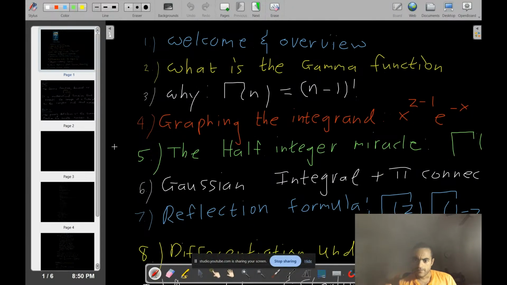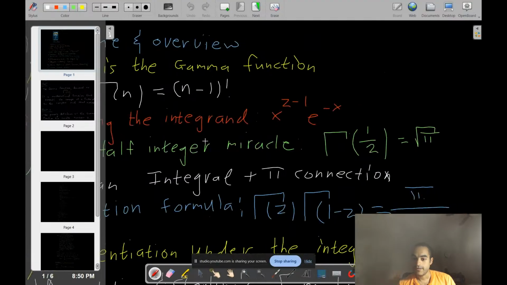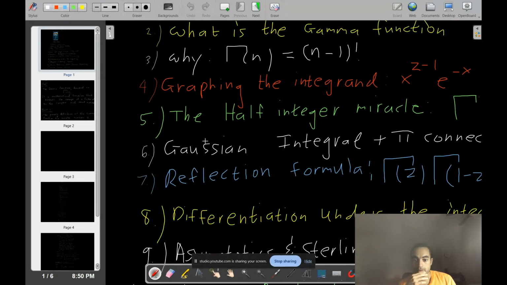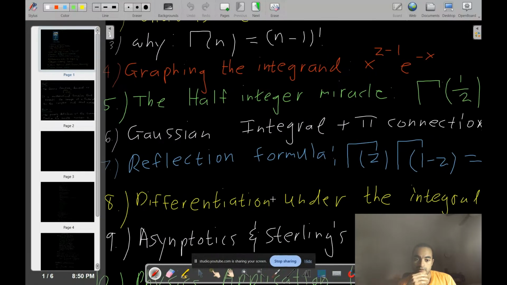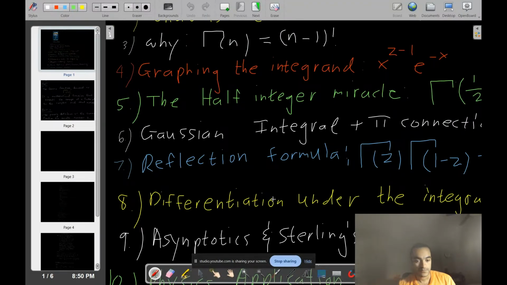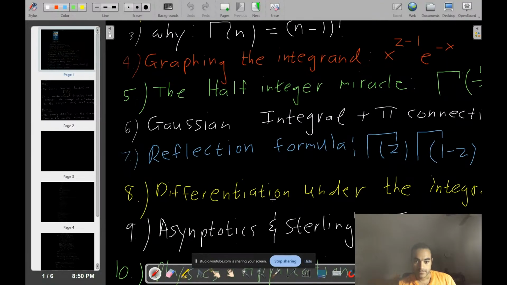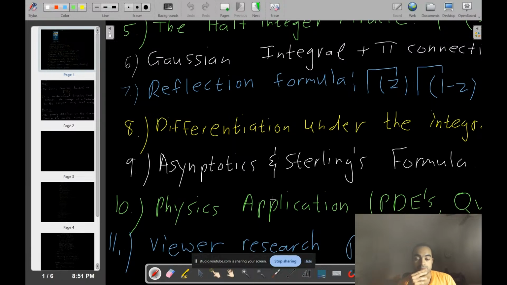Number 5, the half integer miracle, as I like to call it: gamma of 1/2 is equal to root pi, and why that's the case. Number 6, the Gaussian integral plus pi connection. Number 7, which we haven't delved into before when I talked about the gamma function, is the reflection formula. We're going to go deep into that. Actually, we'll even discuss a proof that I want you guys to try. I'll discuss it maybe for homework as well.